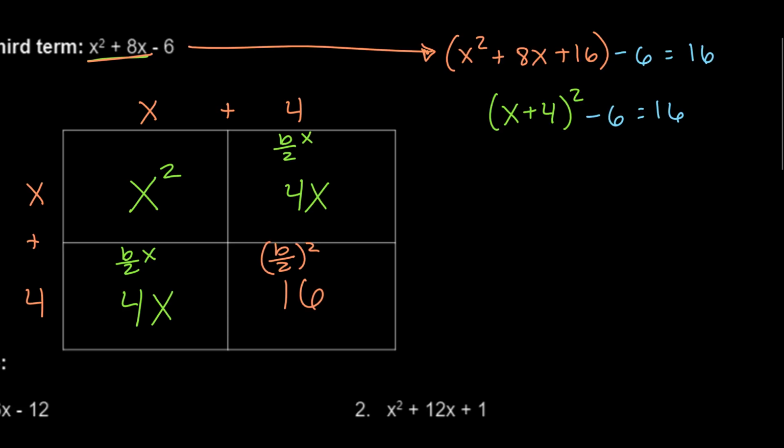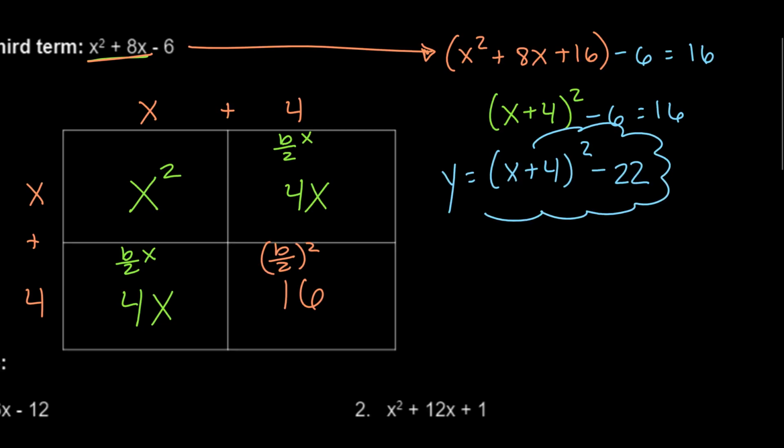Do I ever have constants on both sides of the equal sign? You need a y, right? I need to subtract the 16 over. So if I subtract 16 from 6, what do I get? Negative what? And I'm done. That's it.